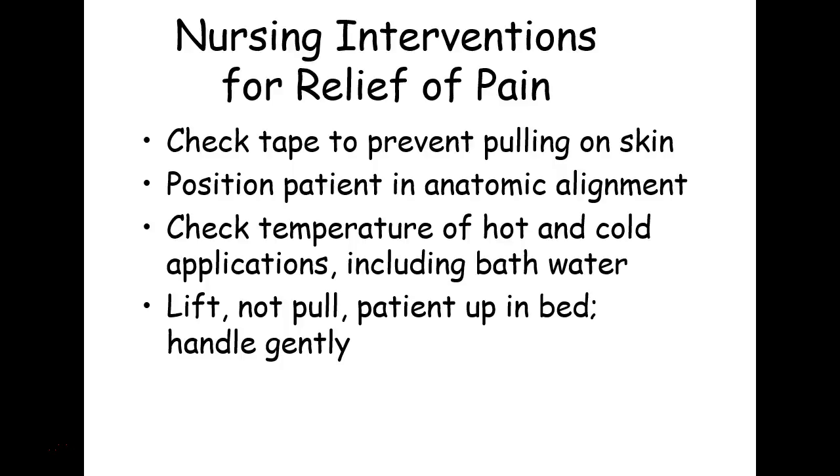Make sure that the patient is positioned in an anatomic alignment. If they're positioned in a way that puts stress on joints or stress on their body, that can actually put them into pain. Check the temperature when we're putting on hot or cold to be sure that it's not too hot or too cold. And that includes bath water. Make sure that when you're moving patients up in the bed, we're lifting or using friction-free sheets to move them so that we don't injure them and that we handle them gently.